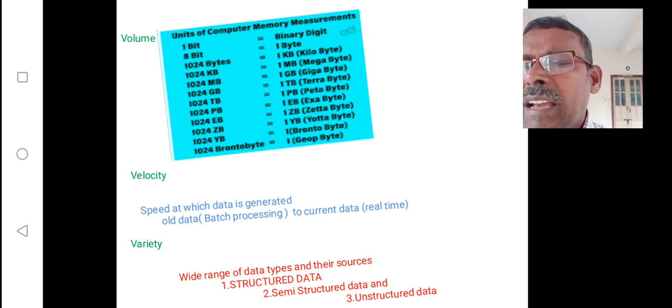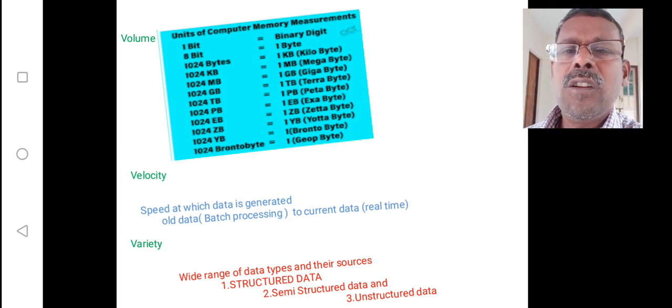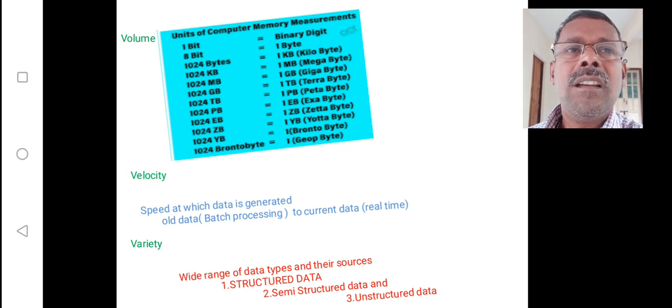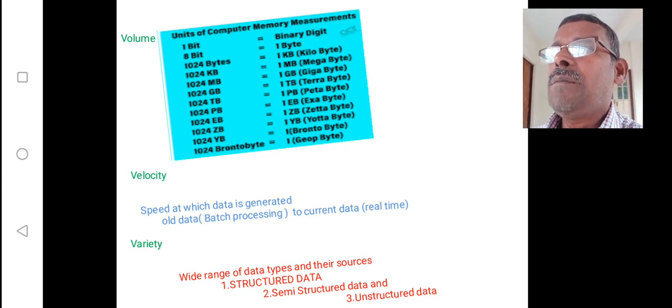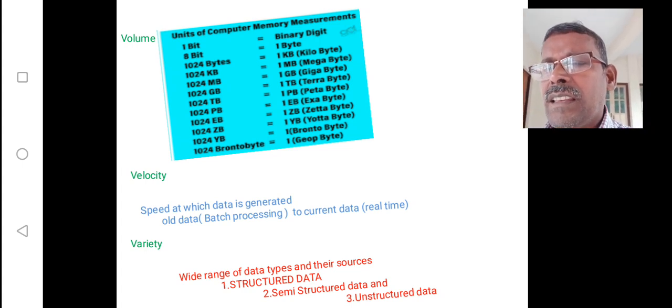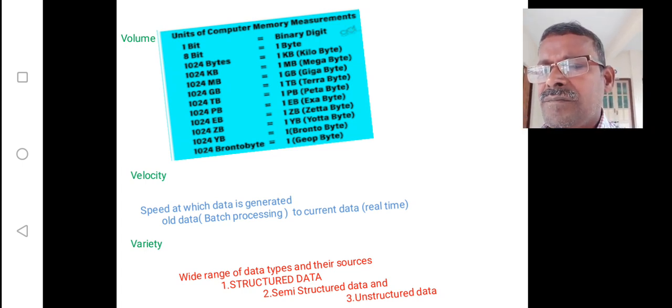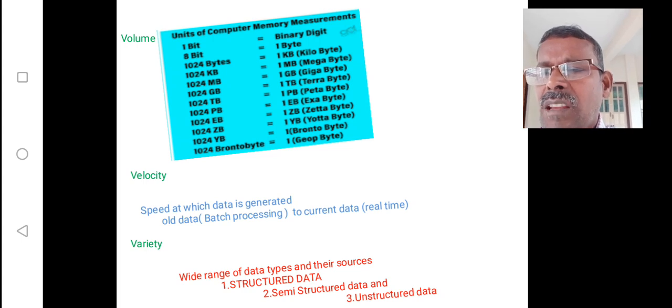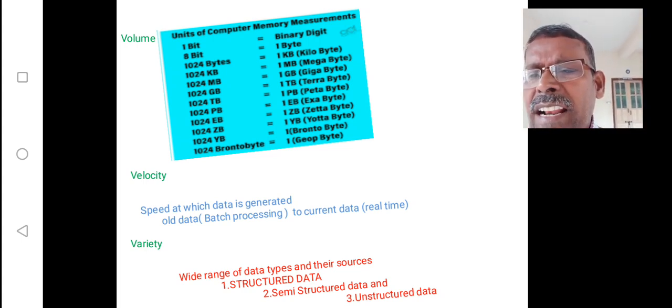Next, come to understand high velocity. High velocity means the speed at which data is generated. We know very well that computers have been used from the early days, from 1962 till today. In any business we can see historical old data and current data. The collection of historical data and current data is the velocity. Then variety. Variety means a wide range of data types and their sources.